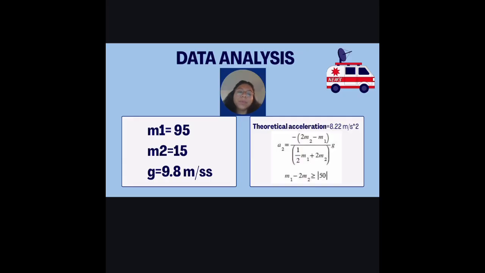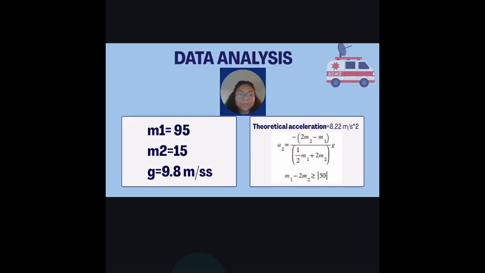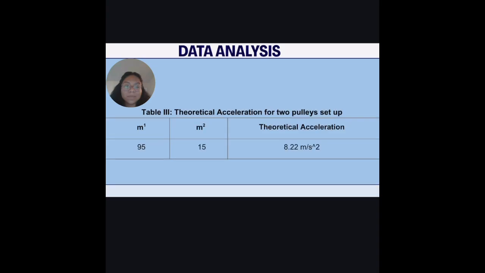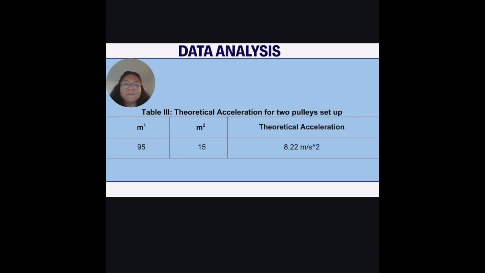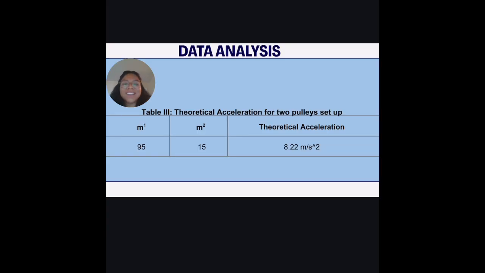And then from there, we moved on to the second phase of our experiment. Following our theoretical acceleration, we created our third table, which was our theoretical acceleration for the 2 pulleys setup. So again, our M1 is 95, our M2 is 15, and the theoretical acceleration that we found was 8.22 meters per second squared.